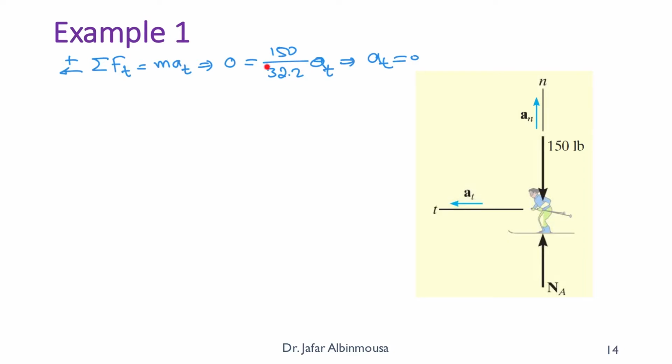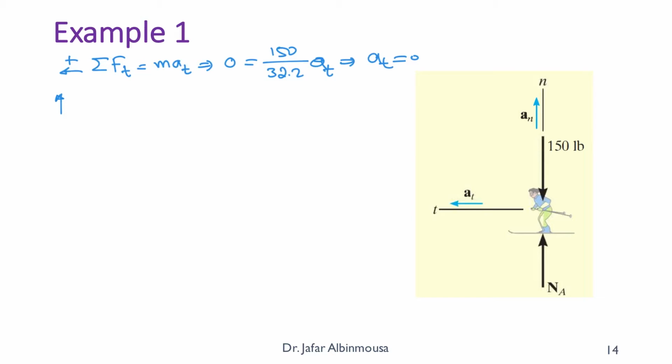150 was divided by 32.2 because this is the weight, and you have to divide it by the gravitational acceleration in feet per second squared in order to get the mass. So regardless of this, you are going to get a_t equals 0. So let's move on to the next direction.